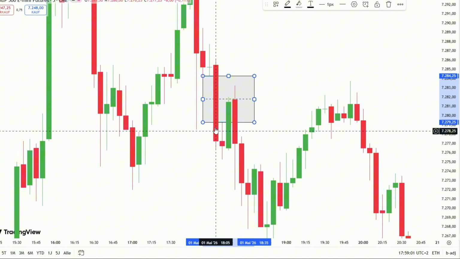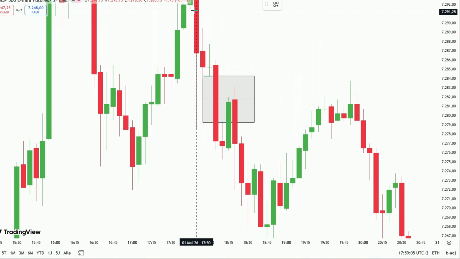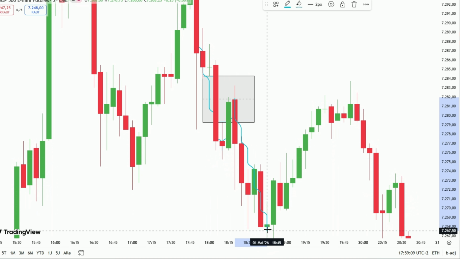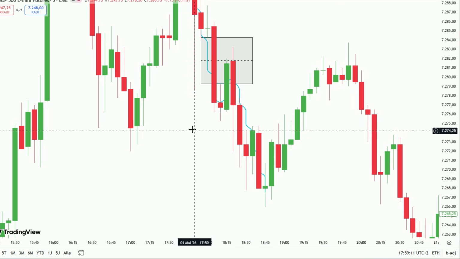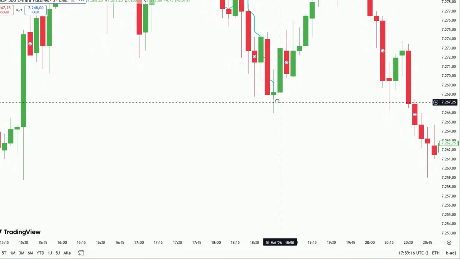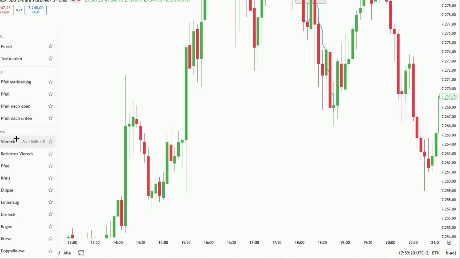We can draw the fair value gap, and we can clearly see that price moved down, retraced into the fair value gap, filled resting orders, and then continued lower. The market needs these resting orders as liquidity, so they have the potential to move lower. We can continue on the left side.